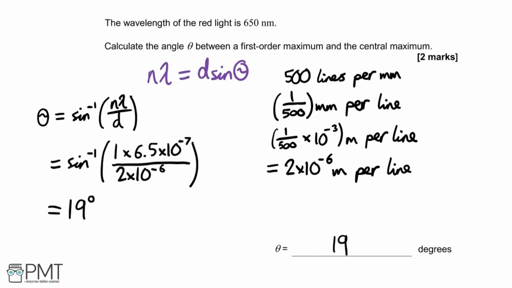So in terms of marks, it's very straightforward. You get a mark for calculating the slit spacing correctly, and another mark for correctly calculating the number of degrees. So an example of where you might get 1 mark, you might incorrectly calculate the slit spacing and substitute it in wrongly, but still do the correct calculation using n lambda equals d sine theta. So you wouldn't be fully wrong, but you'd only get 1 mark.